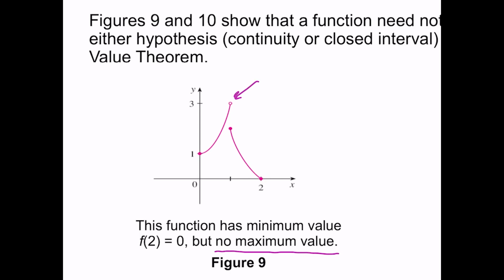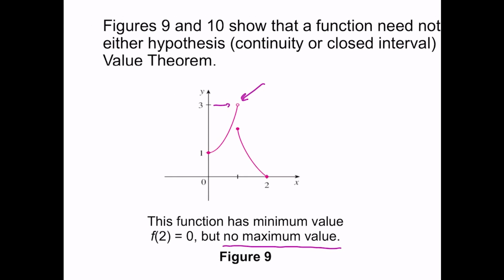Well, what's the y coordinate right there? Well, you might say that it's 3, but it's not, because that open circle tells me that there isn't actually a point there. So as we follow our curve, our y values are getting larger and larger and larger and closer to 3, but we never actually quite get to 3. So I can't say that I have a very distinct maximum value.